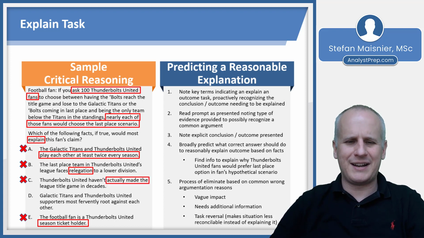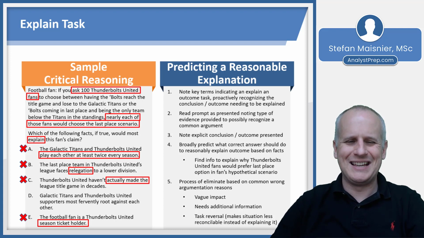Similarly, Thunderbolts United having not actually made the title game in decades makes it seem like we'd want to see them in the title game if we were one of those 100 fans. So choice C also makes the explanation or the outcome seem less explainable.